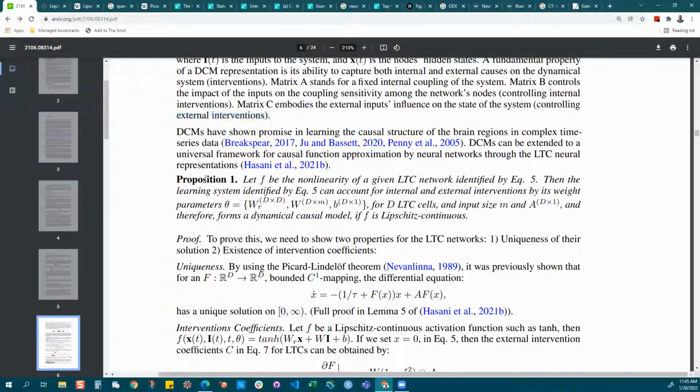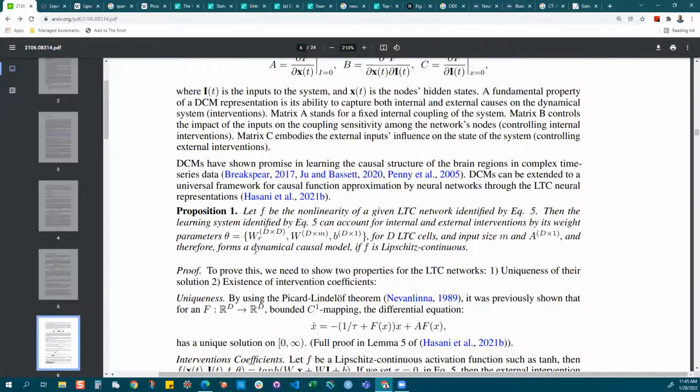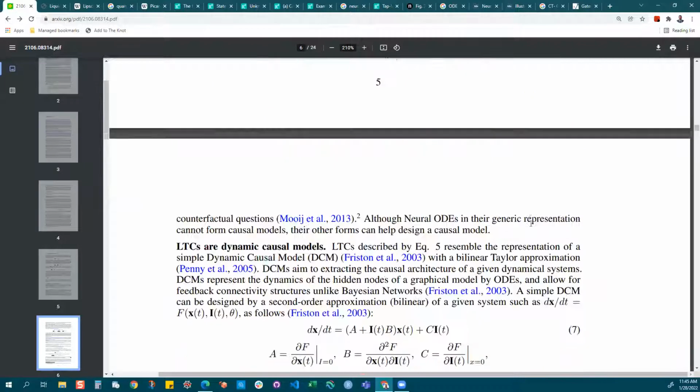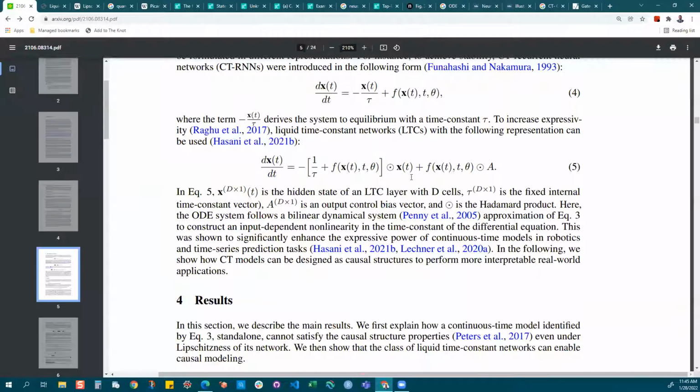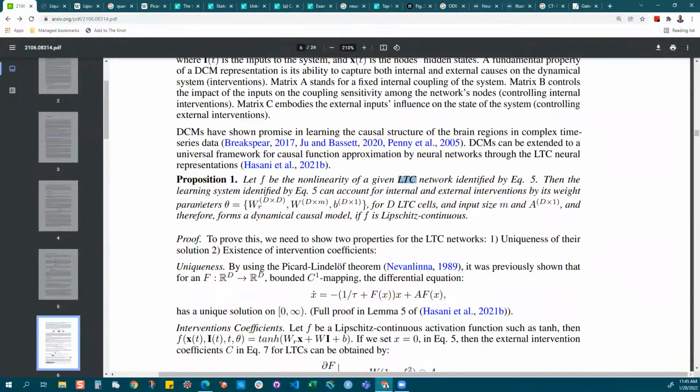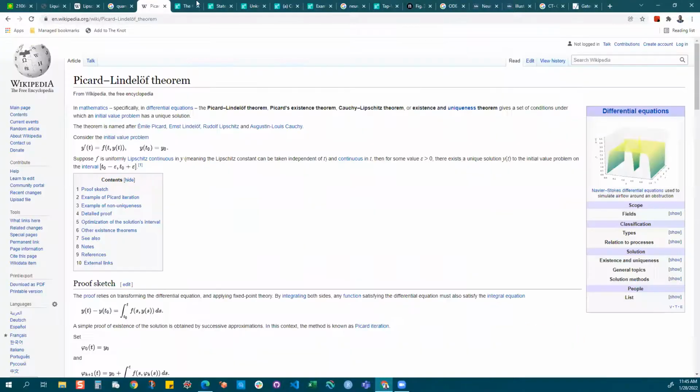Then they talk about a proposition, which is, they say, if a function f is the nonlinearity of a given liquid time continuous network, as we saw in equation 5 over here, which is the LTC, or liquid time continuous network, then the learning system identified by equation 5 can account for internal and external interventions. And when we say interventions, we're talking about causality, as we saw in this.